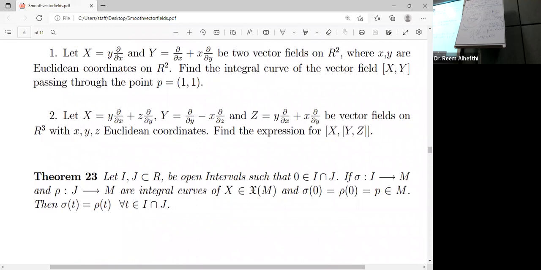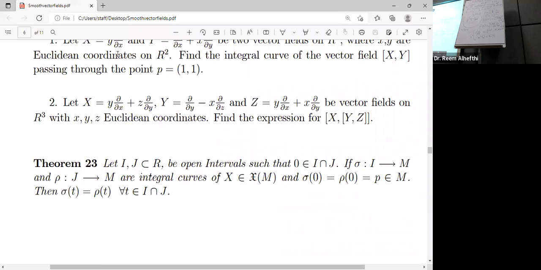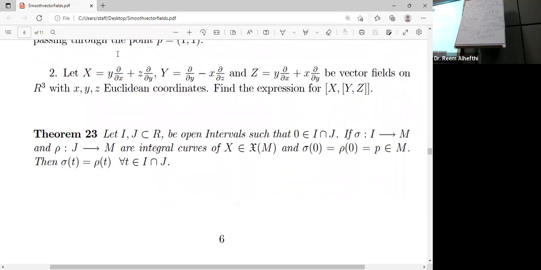Second, you are given three vector fields again, on R3. X is that, Y is that, Z is that. And just to appreciate whether I understood the concept well, exercise 2 helps you compute the Lie bracket. First find the Lie bracket of Y, Z, and then find the Lie bracket X, [Y, Z].